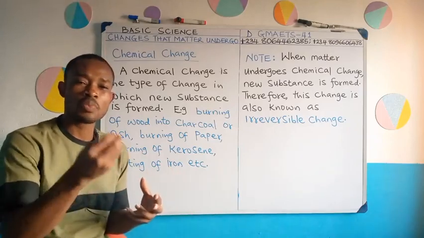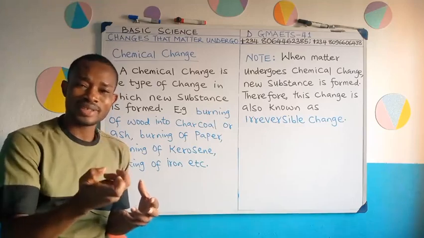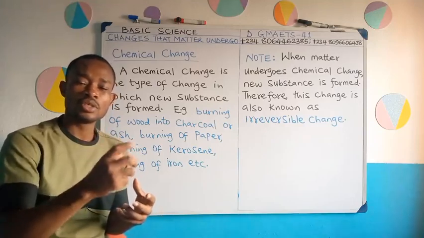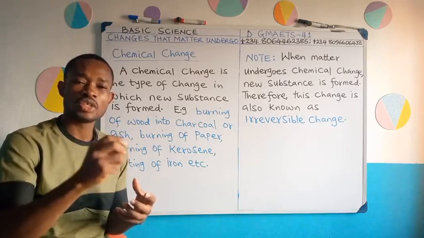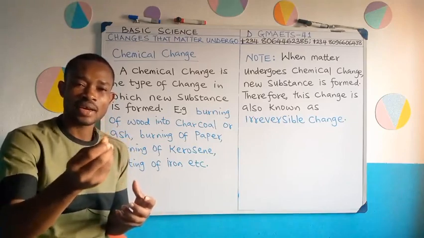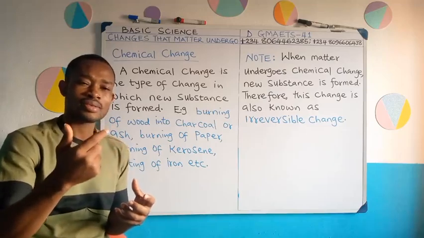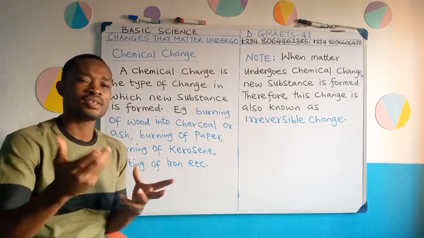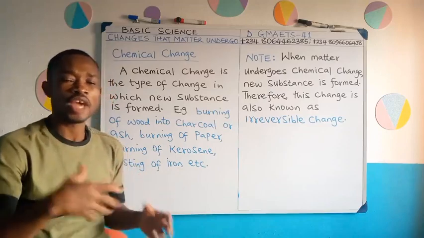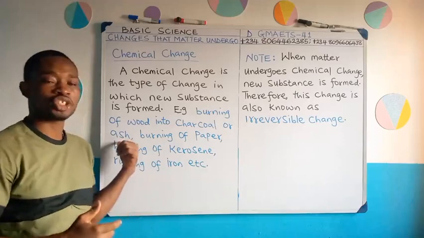Now, as the wood is burning, what's going to happen to the wood? You'll see the wood changing to charcoal, which is black. Now, if the burning is very high and continuous, the charcoal can change and burn completely into ash.